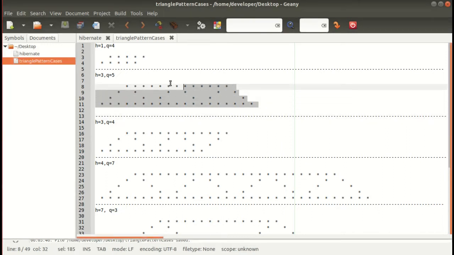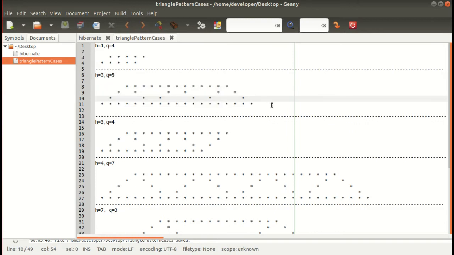Today we shall discuss one of the very interesting algorithm patterns, this triangle pattern. And if you can see, this is how the input and output look like. This is the input where height is given as 3 and quantity means the number of triangles in the pattern.